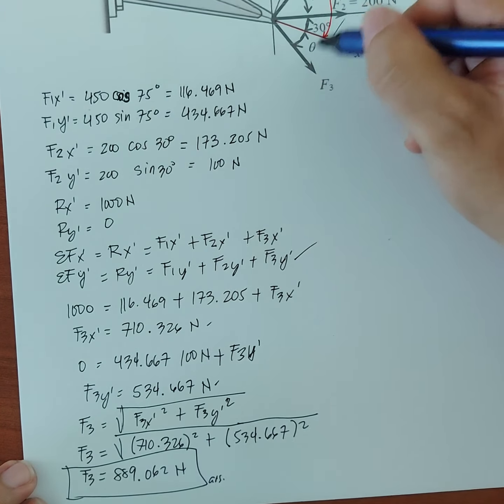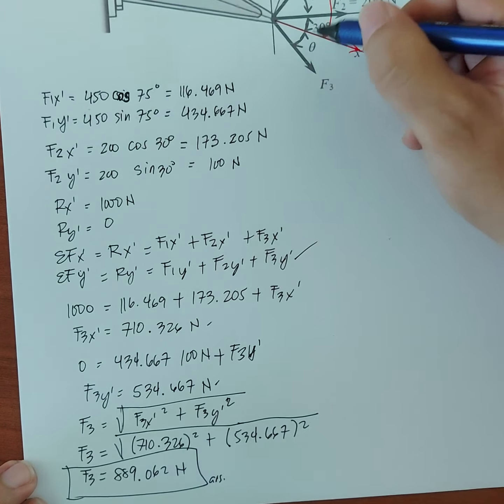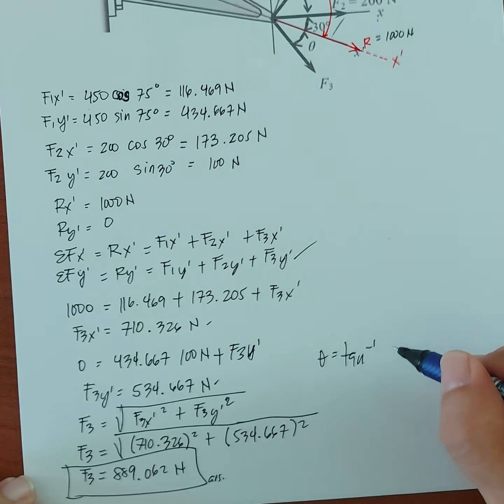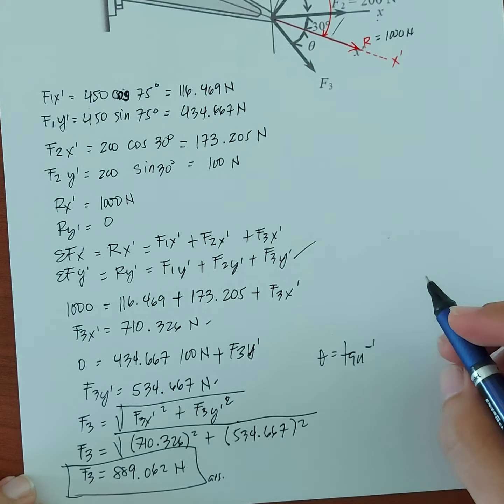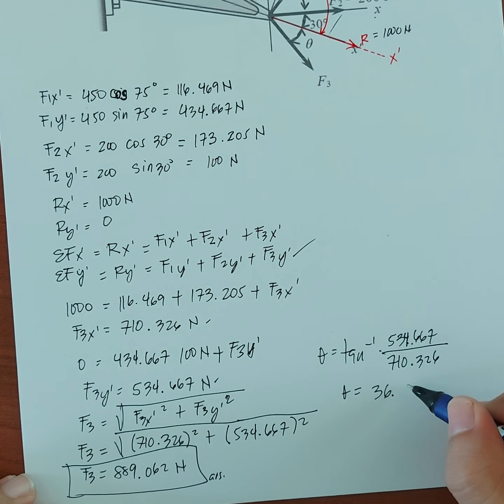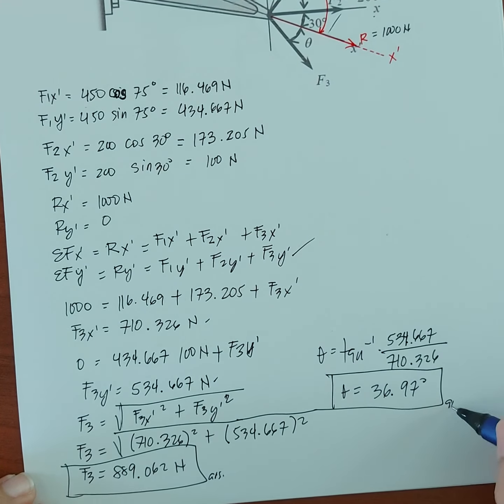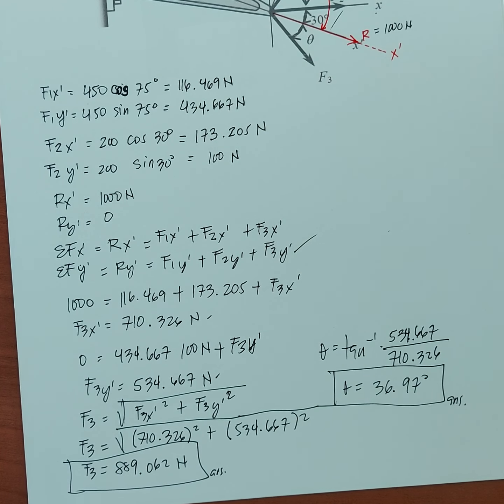Direction niya, angle theta. So theta is the arc tangent of F3y prime over F3x prime. So that is 534.667 divided by 710.326. So the direction of F3 from the x prime axis is equal to 36.97 degrees. The angle theta. Okay? So that's how we solve it. That's how we solve the second problem. All right.